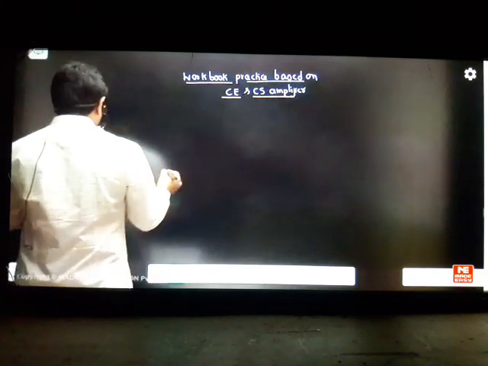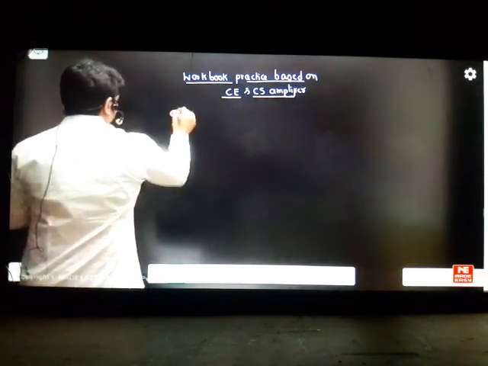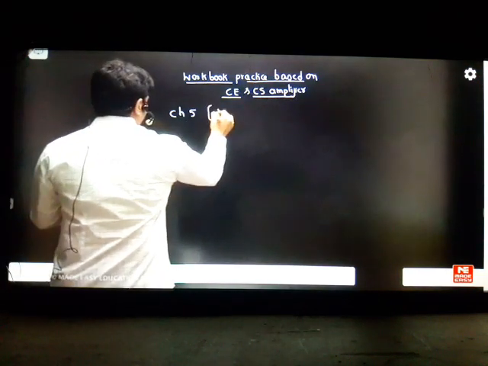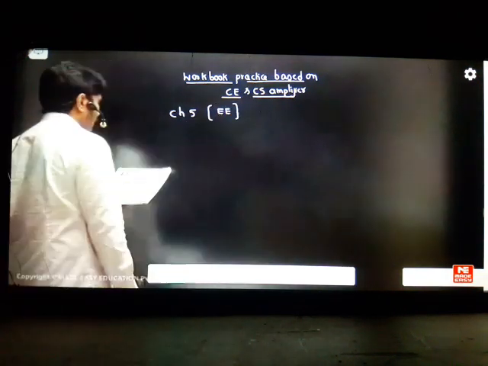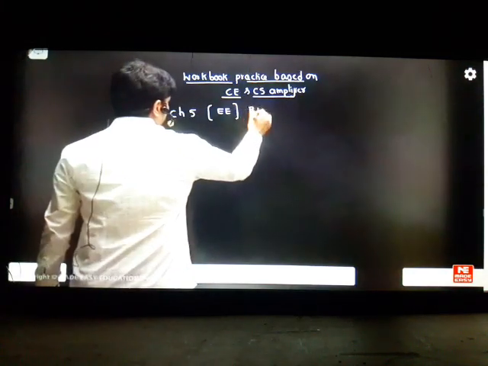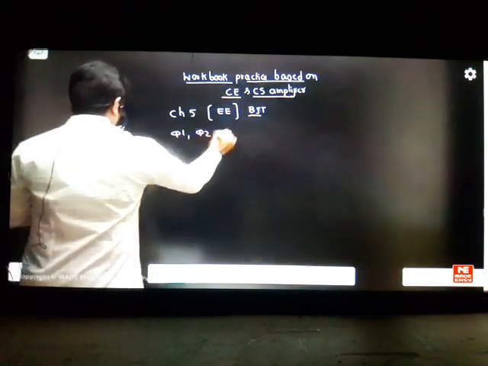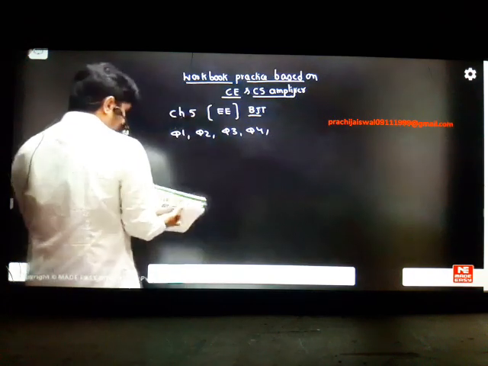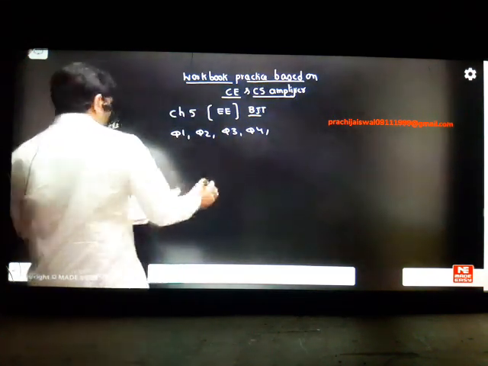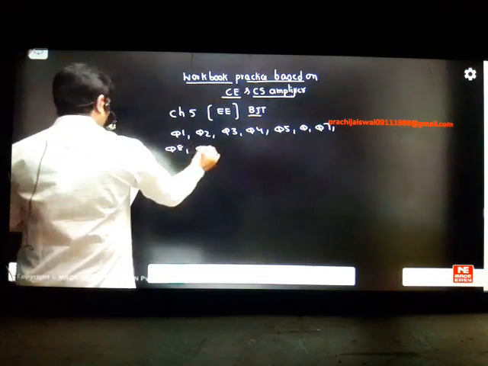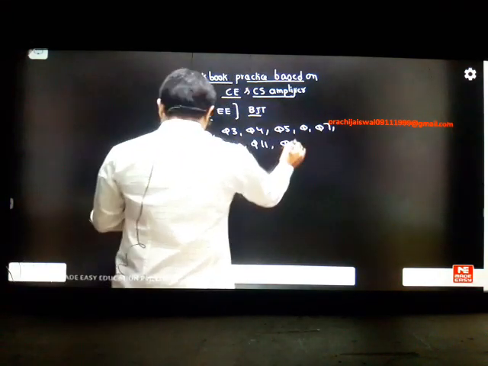In this board I'm writing only for electrical. So chapter 5 is the electrical book. For EC, try to see chapter 5 as well. Chapter 5 is called small signal analysis of BJT amplifier. We have question 1, question 2, question 3, question 4. These questions are in order, nice to do the problems. Question 5, 6, 7. You can see a lot of questions are there. Question 8, 9, 10, 11, 12, 13.